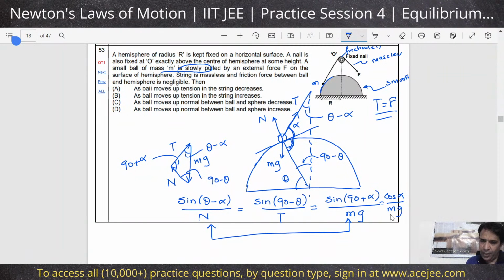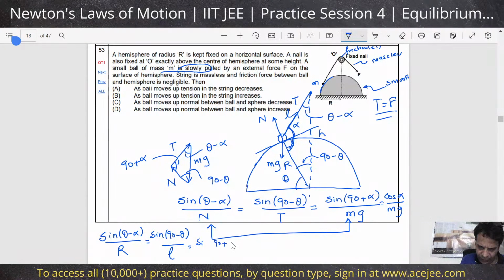Okay. Now let's get back to this triangle. This is my R. This height is fixed. This is h, and this distance is L. Now, if I were to write the same sine rule in here, what do I get? Sine of theta minus alpha divided by R is equal to sine of 90 minus theta divided by L is equal to sine of 90 plus alpha divided by this height h. Yes, beta?